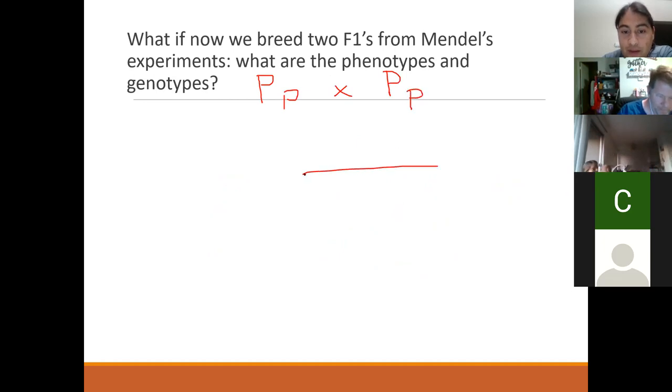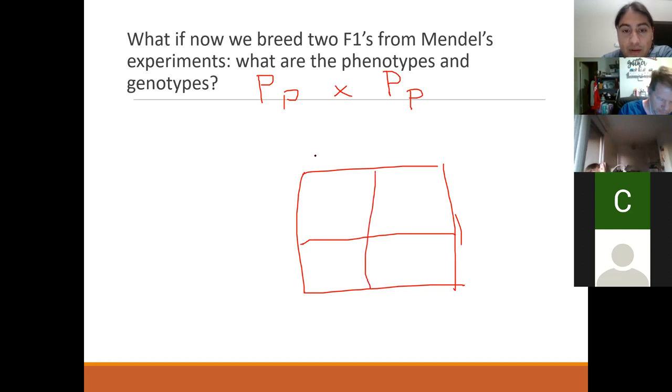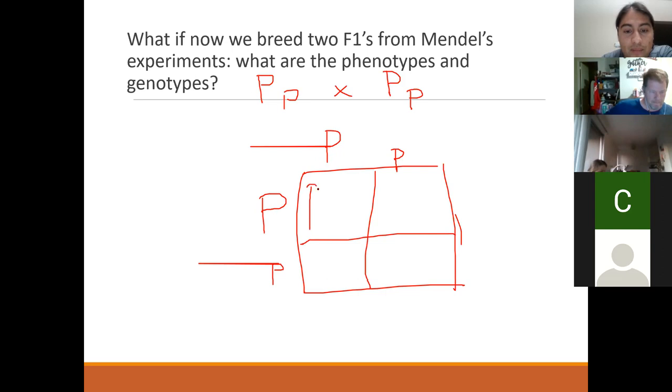But then if we make the Punnett square for this one, actually I'm going to buy a pad for next week so I can draw it better. Then we're going to have a heterozygous parent over here and another heterozygous parent over here. Okay, I don't know why this keeps doing this. So then we have one capital P multiplied by another capital P.